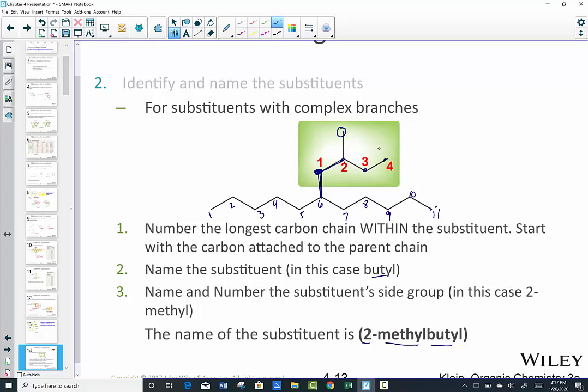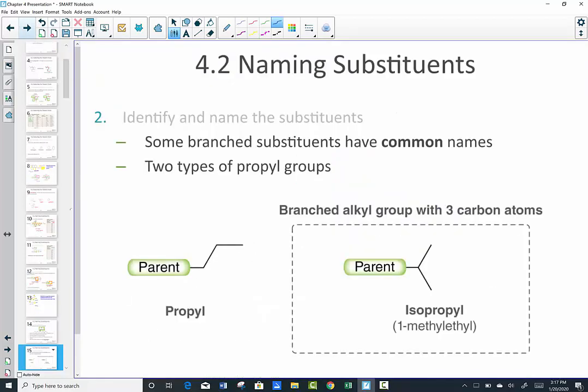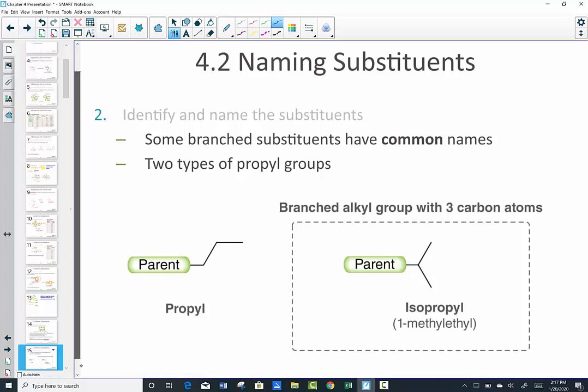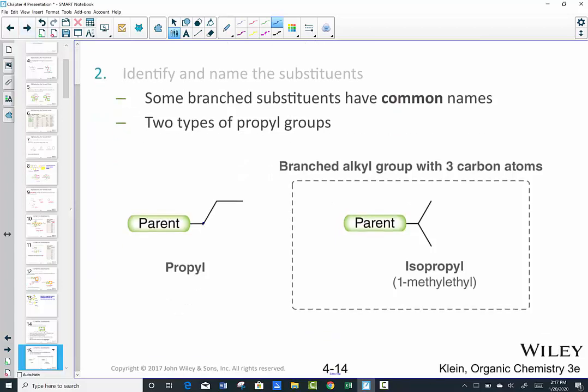So again, we can get more complex branching from the parent chain, but we just tackle it individually and number with the substituent group. We also have some common names that we need to learn. Common names are very helpful in finding these because they're quite common. They're going to be used to name branched alkyl groups. So 2 types of propyl groups. Let's illustrate those first. A propyl has 3 carbons in it.